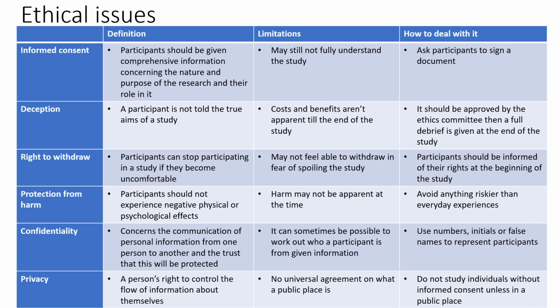Confidentiality concerns the communication of personal information from one person to another and the trust that this will be protected. It can sometimes be possible to work out who a participant is from given information in the research journal. So, for example, they might be down as being a 23-year-old individual with the initials EF, like me, but I'm not 23. So it can be difficult to create an alias for participants that people won't be able to recognise them from. But to deal with this, you can use numbers, initials, or false names to represent participants.